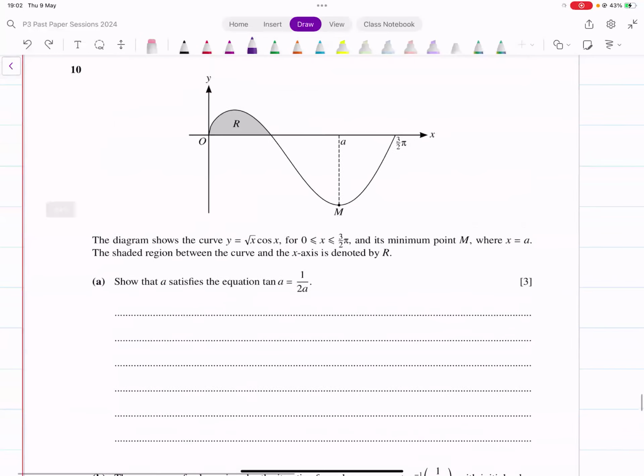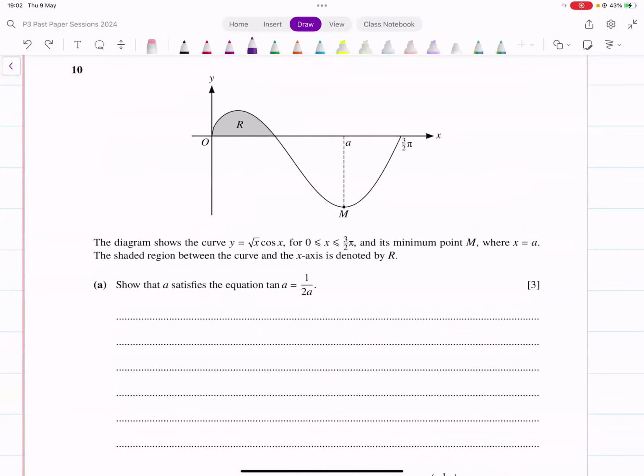Okay. Question number 10. Let's try this one. Now it says the diagram shows the curve y equals under root x into cos of x, for x between 0 and 3 pi over 2, and its minimum point m. Okay, so you've got the curve. Interval is from 0 to 3 pi over 2. Minimum point is m. You can see that in the diagram as well.